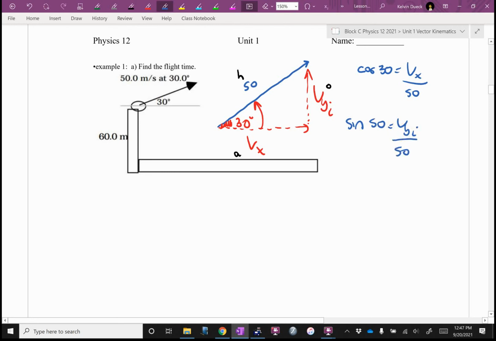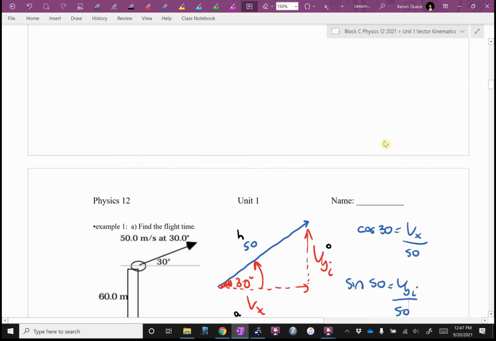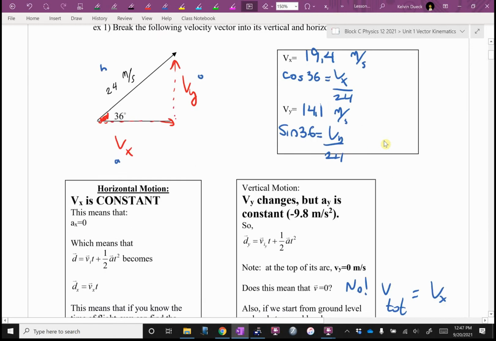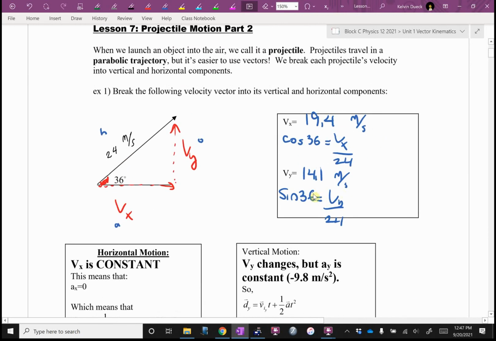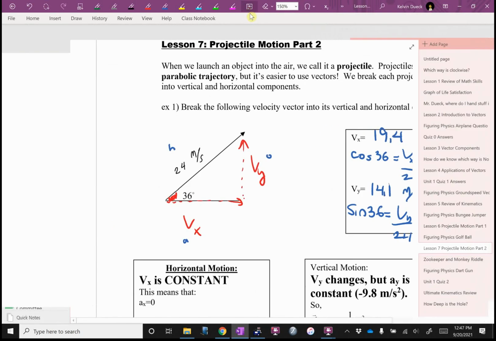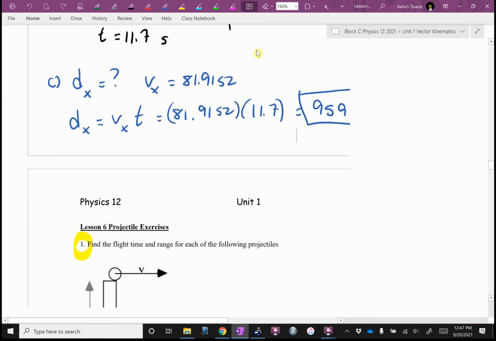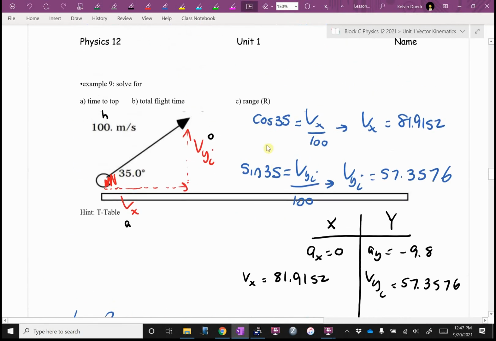Wait. Put your pencils down, look up. Which trig function was Vy? Mr. Duick, will Vy always be sine? If I give you the velocity relative to the horizon, and I will always do that, yes.